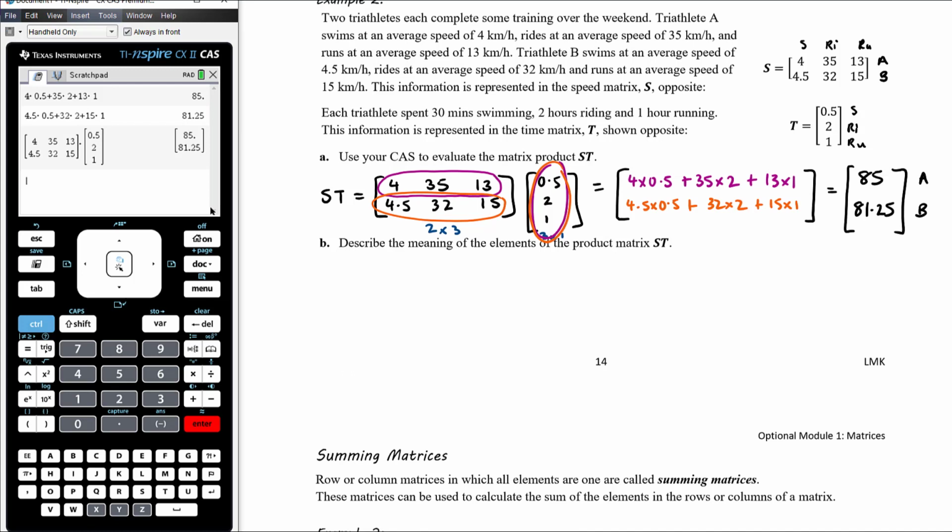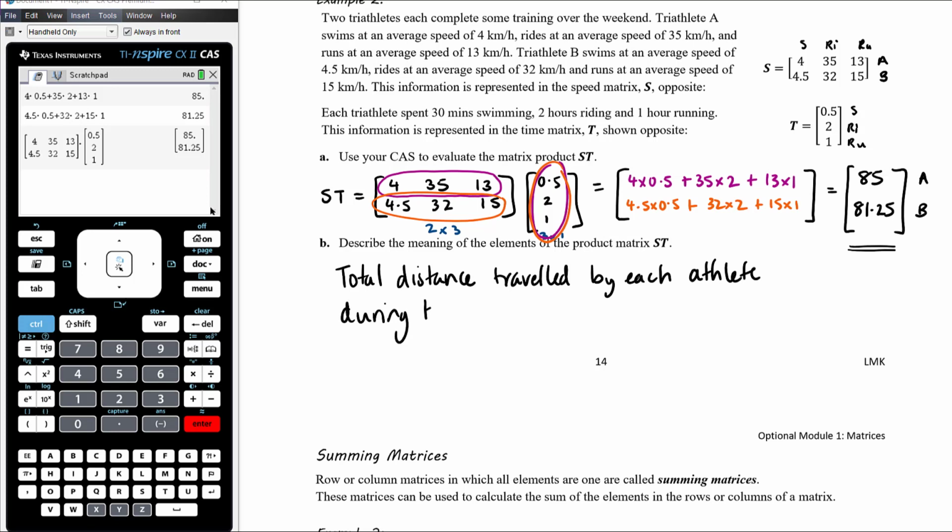So describe the meaning of the elements of the product matrix ST. ST is our final answer over here, and the meaning of those elements is the total distance travelled by each athlete during their triathlon training. So whilst they were training, athlete A did a total distance which incorporates swimming, running and riding of 85 kilometres, and 81.25 kilometres for athlete B.